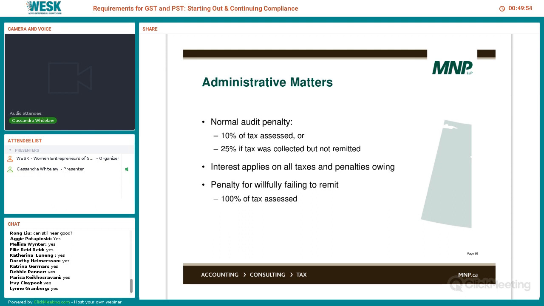So if you wind up under an audit, then interest will apply on all taxes and penalties owing. The normal audit penalties will be 10% of tax assessed if you completely missed it, or if you've collected tax but not remitted it, it'll be a 25% penalty, unless you've willfully failed to remit, in which case the penalty will be 100% of the tax assessed.